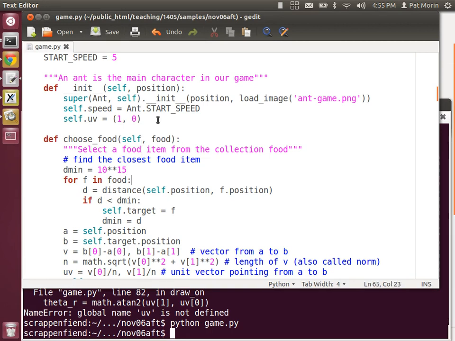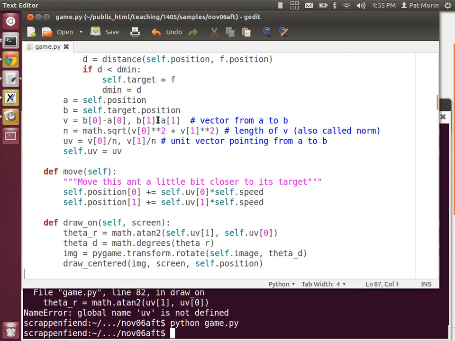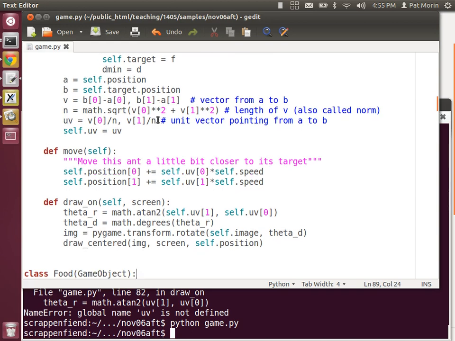Is there any big performance boost of using a tuple over an array, just storing the vector? No, not really, no. Is it better for the ant to stop moving then turn, or turn while moving slowly? Well, let's get it pointing in the right direction first.